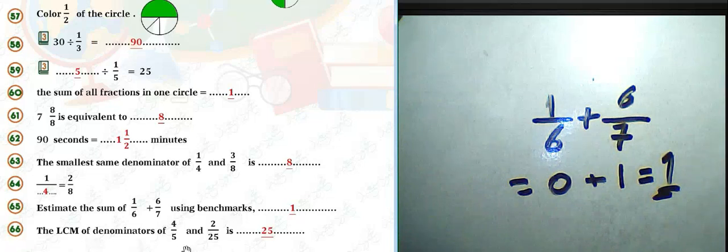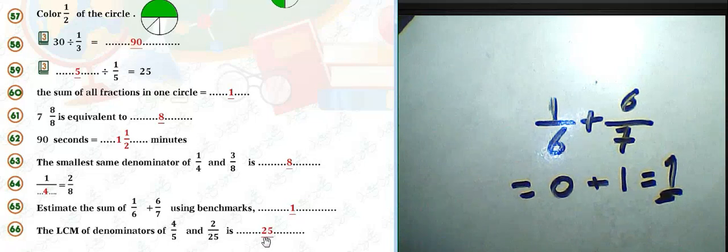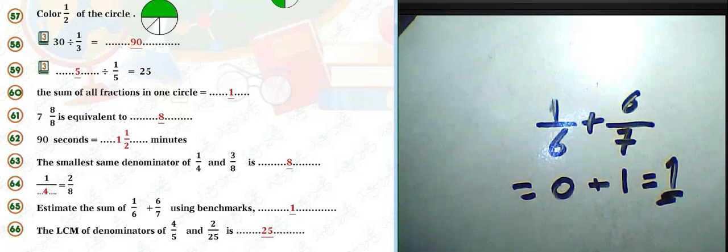The least common multiple of the two denominators of 4 over 5 and 2 over 25 equals 25, because 25 can be divided by 5.